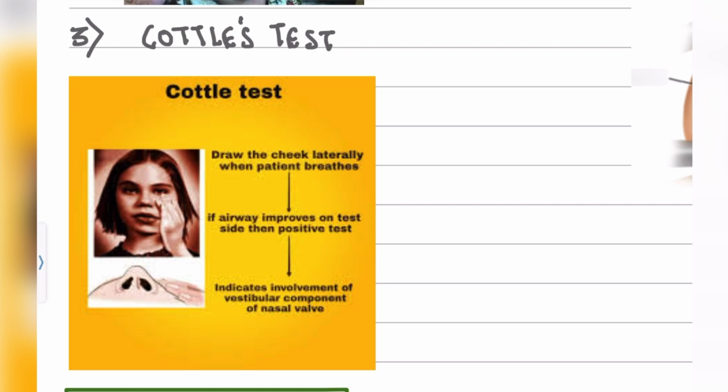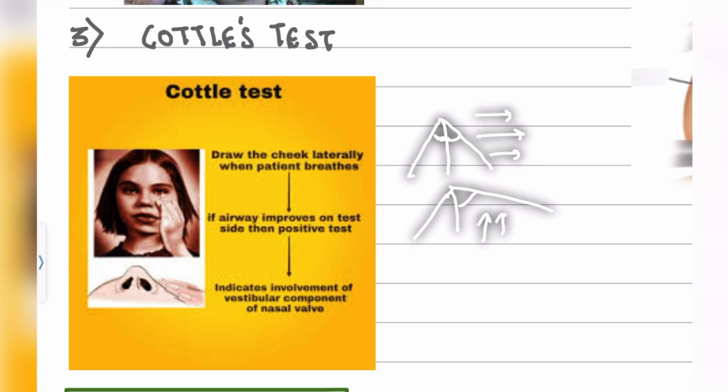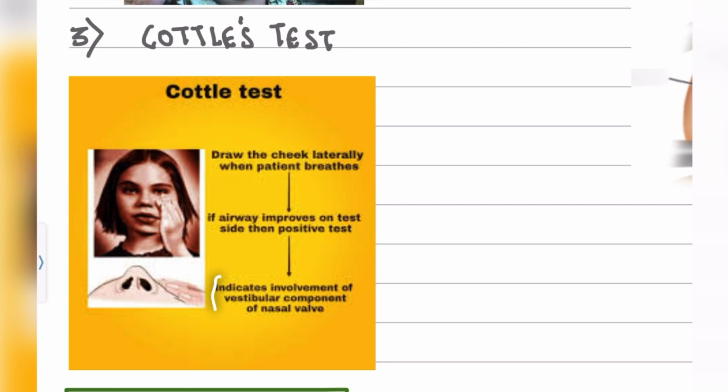nasal valve. For example, just imagine, this is the nasal valve, these two angles. As soon as the person is made to lateralize the cheek skin, this angle slightly increases. Thus, more air passes. So this becomes the principle for Cottle's test. So it indicates involvement of the vestibular component of the nasal valve.